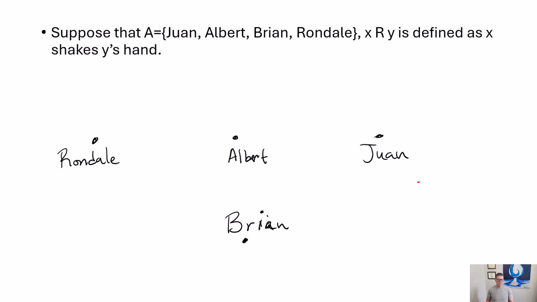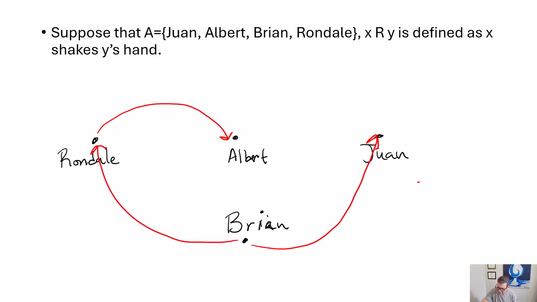So let's take a look at an example. Let's suppose that A is Juan, Albert, Brian, and Rondale, and xRy is defined as x shakes y's hand. So let's say, for example, that Rondale shakes Albert's hand. We have that Brian shakes Juan's hand. And we have that Brian shakes Rondale's hand. Now notice there's not actually a line going from Albert to Juan. That's okay. But since we're shaking hands, if Brian shakes Rondale's hand, we assume that Rondale will shake it back. And if Rondale shakes Albert's hand, we assume that Albert will shake Rondale's hand. And if Brian shakes Juan's hand, then Juan's going to shake Brian's hand.